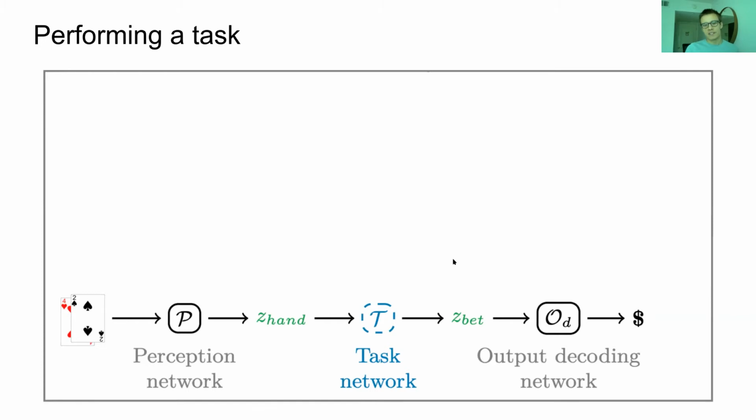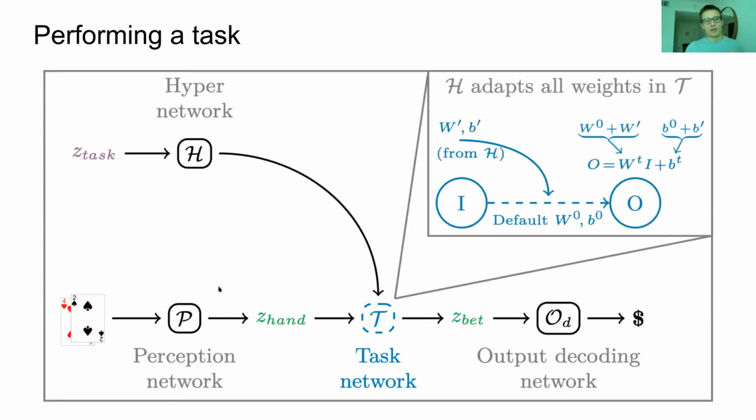The interesting part of this architecture is going to be in the task network, which I'm going to have adapt to the different tasks that it needs to perform, like poker or blackjack or whatever. The way I'm going to do this is I'm going to have a representation of the task, which I'm going to pass through a hypernetwork, and it will actually set the weights of this task network. There are some default weights to the task network, which you can think of as default patterns of what's good or bad. The hypernetwork is going to alter those weights by adding to both the weights and biases of this network.